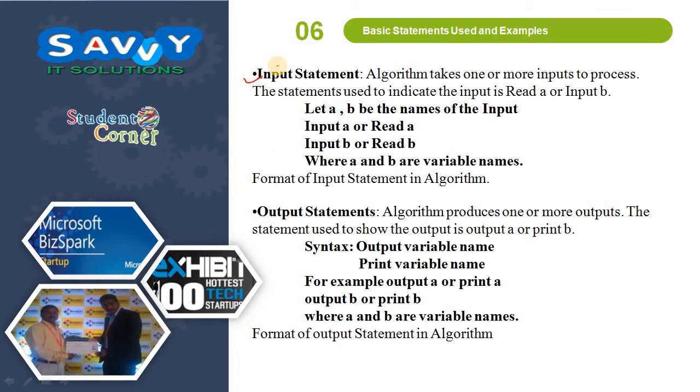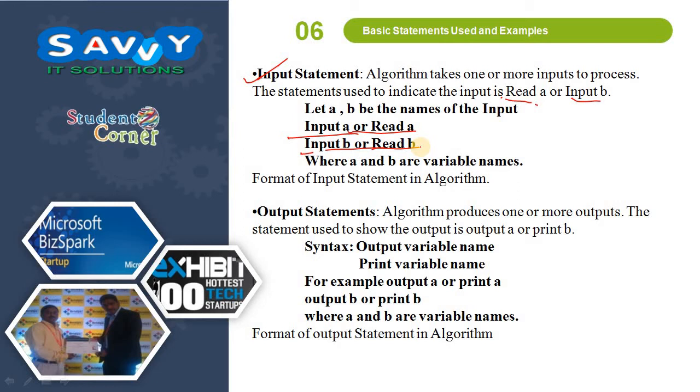The third one is the input statement. An algorithm takes one or more inputs to process. The statements used to indicate input are the read keyword or the input keyword. So let A and B be the names of the inputs: input A or read A, input B or read B. We can use either the input keyword or the read keyword.